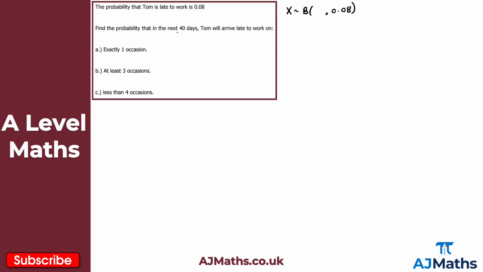And then for the number of trials here, so n, that's given as 40 because we're looking over the next 40 days. So n equals 40. And that gives us our random variable there. Okay, so that follows a binomial distribution where n equals 40 and p equals 0.08. So what I need to do now is take each part of this question here, so A, B, and C, and translate that into a basic mathematical problem. Okay, so a basic probability.